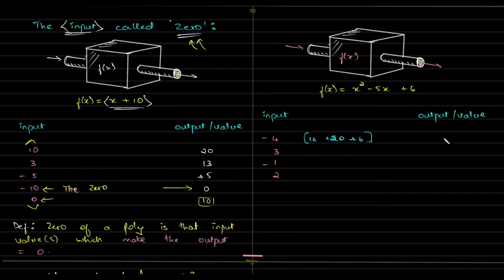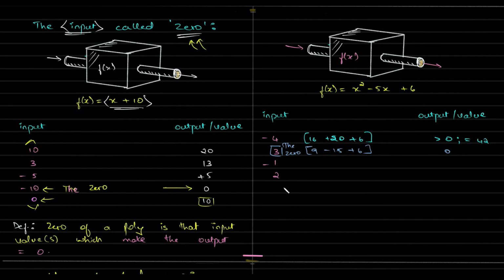So clearly the output is a value which is greater than 0, right? And that happens to be equal to, how much is this? 16, 16, 22, 42, right? Next one. So we have 3, so 9 minus 15 plus 6. So 9 plus 6 is 15, minus 15 is 0. So yes, we have a bingo, 3 is the 0.